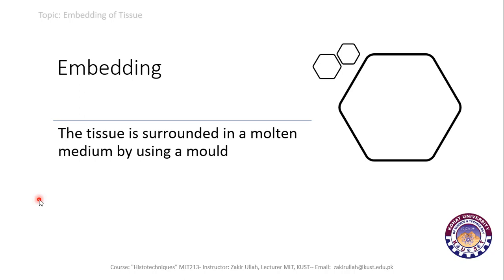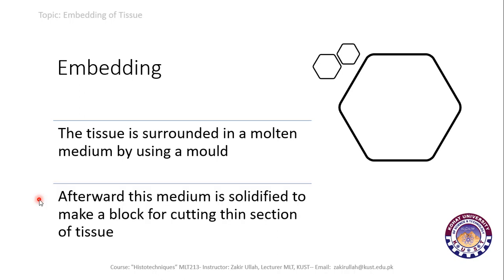Embedding is a process in which a tissue specimen is surrounded with a molten medium by using a specific mold, a specific design, and after that the medium is solidified so that a block is prepared, and this block helps in cutting thin sections to prepare smaller sections of the tissues to examine and study under the microscope.